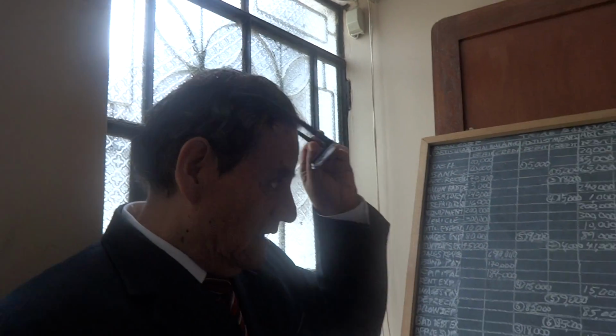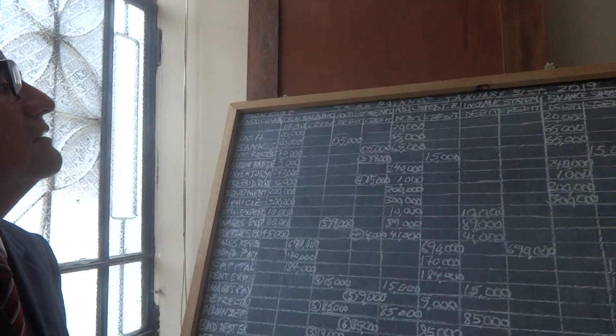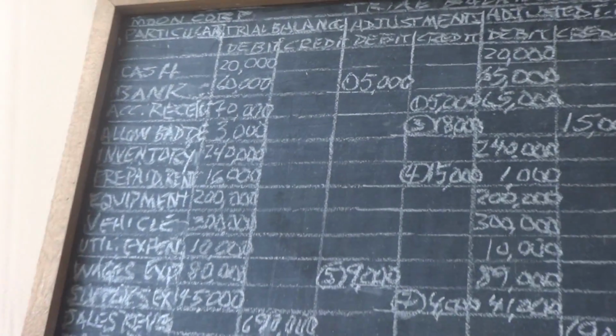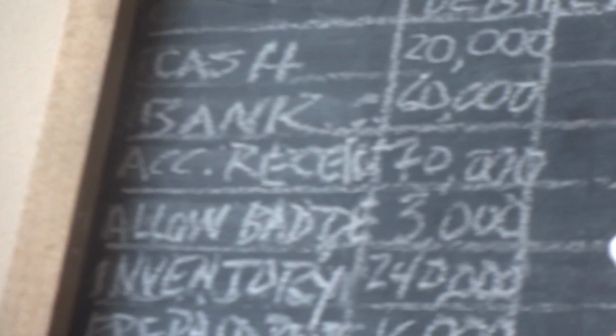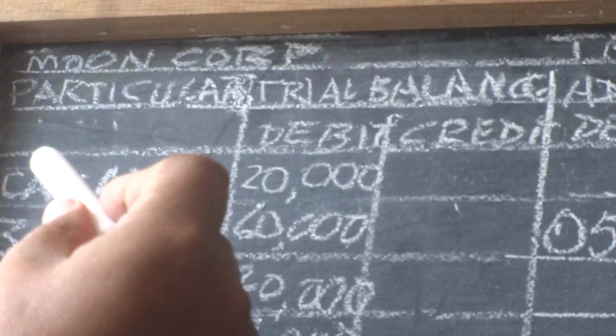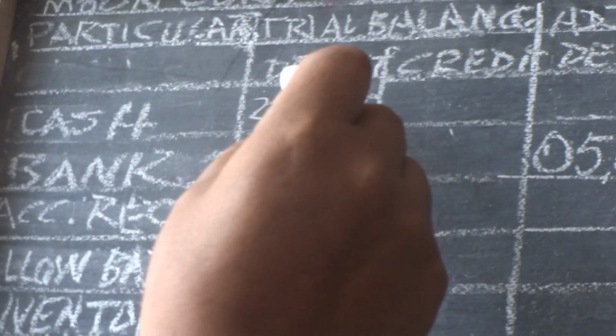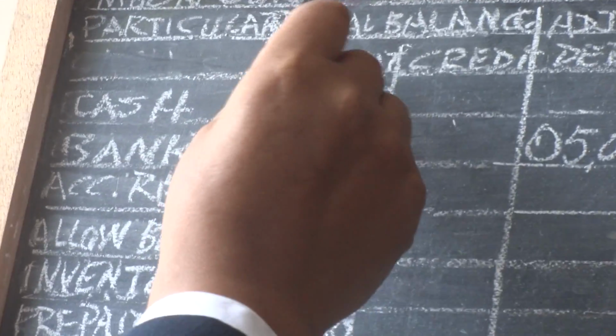Today I'm going to teach you the trial balance. The trial balance is an accounting report that serves to prepare the balance sheet. It's formed by the ledger book, whose balance goes to this column.